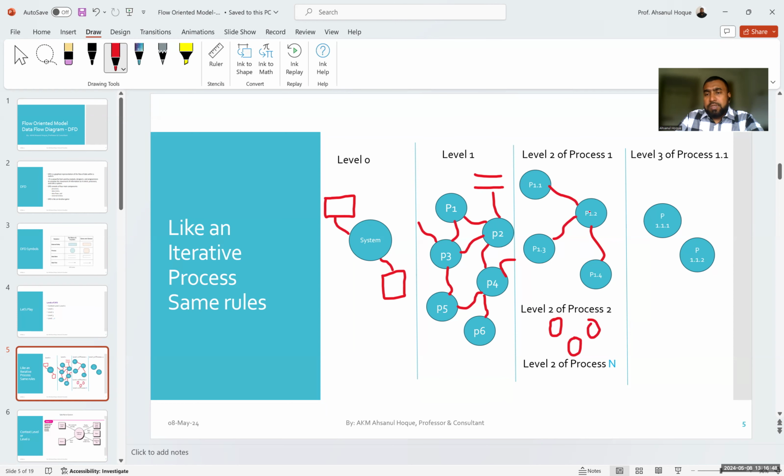So I can go to the further level, which is level 3, level 3 of process 1.1. I can break all these 1, 2, 3, 4 processes into level 3. Then I can go to level 4, level 5, until I reach a level from where I cannot decompose or break the processes into further levels. That is the end of this journey. It has to be done for all the processes, and we go up to the last level. So that is an iterative game. There is nothing new in it; it is the same thing, and that's why I said it is an iterative game.